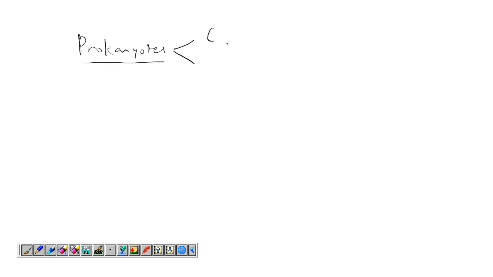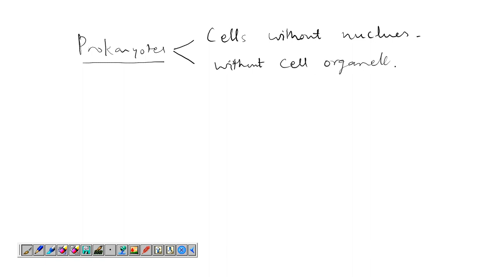Prokaryotes are cells without nucleus and without cell organelles. Basically, the kingdom of organism Monera have these kind of cells. Most of the time, these are unicellular.